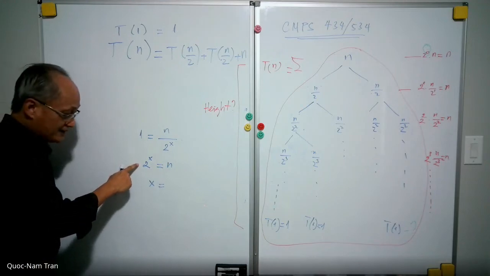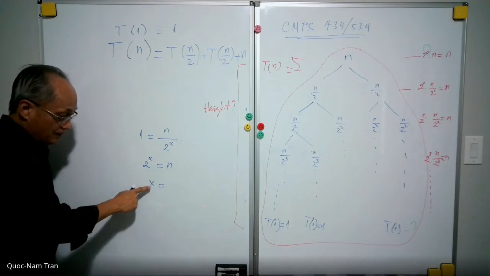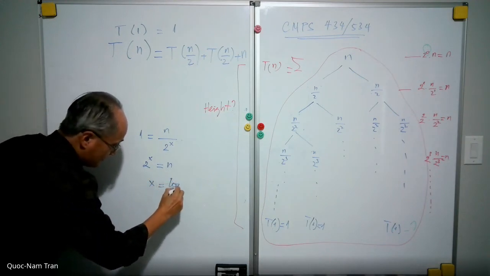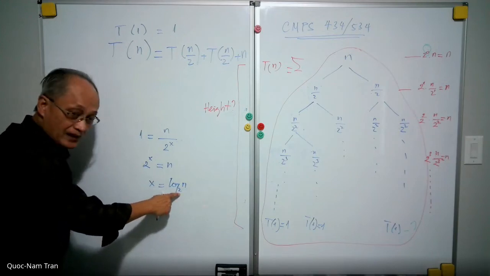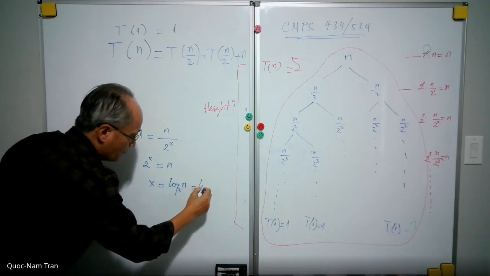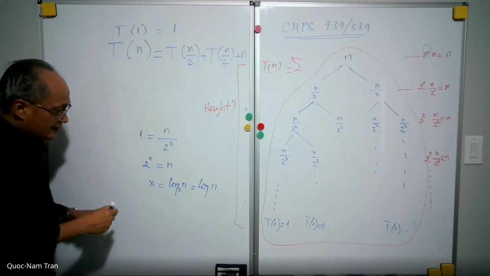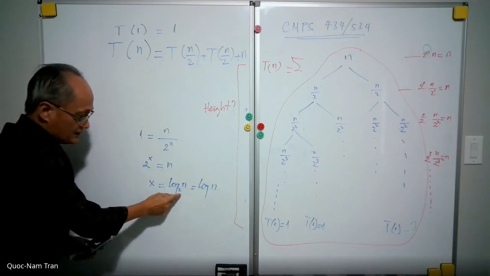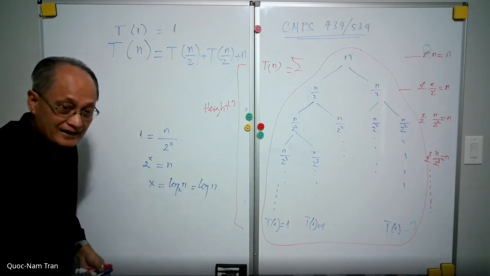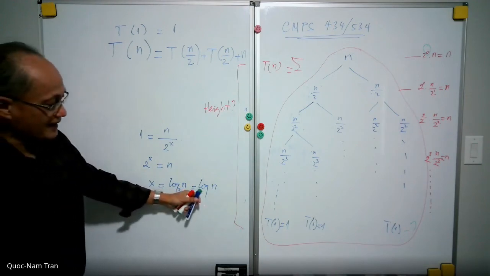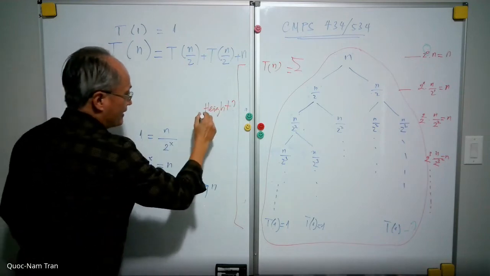Take logarithm, base 2, both sides. On the left is x, on the right is log 2 of n. In computer science, most of the time we have log 2. That's why when you see log n, it means log 2. So sometimes we just neglect the number 2. So that's why we say it's log n. Okay, so x is log n, right? So that said, the height here is log n.